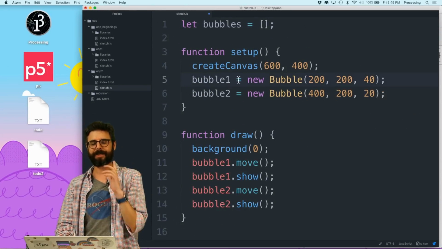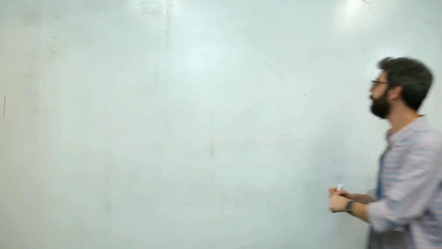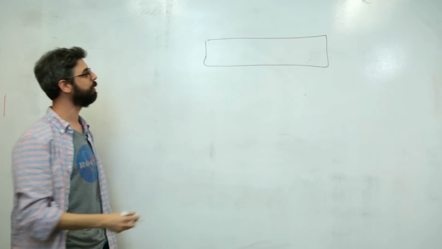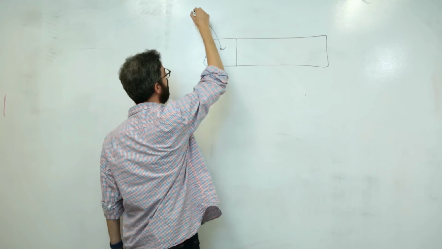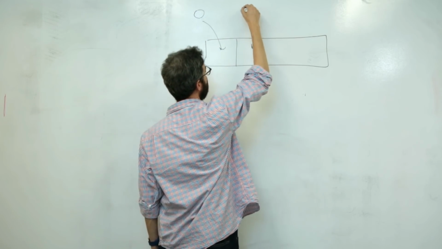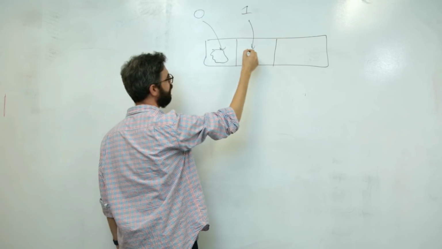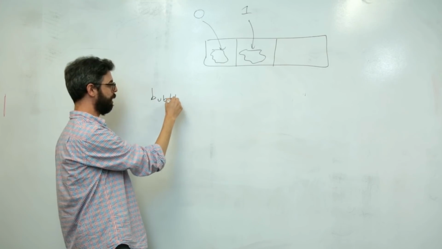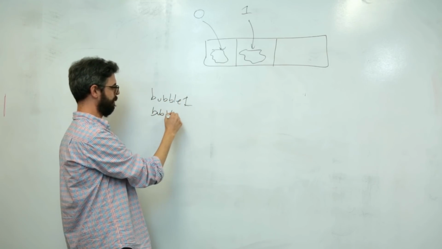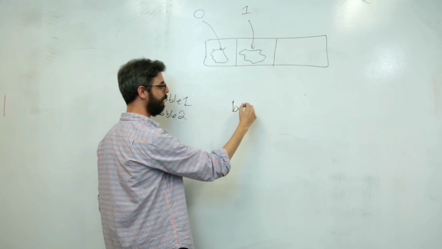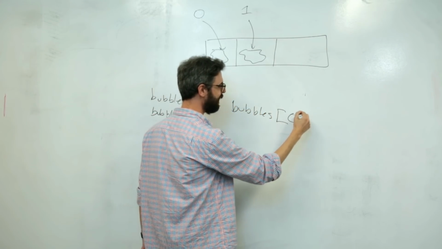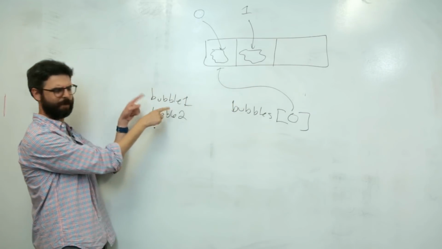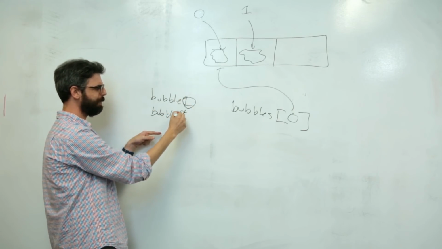Now I have this array that I could fill. Why don't I put a bubble in index 0 and a bubble in index 1? So I'm going to put my bubble here and put my bubble here. I'm going to make two bubble objects. Instead of having separate variables, bubble 1, bubble 2, I'm going to have a variable, bubbles index 0, because remember, the first spot in the array is 0, not 1. So it was kind of bad that I named them bubble 1 and bubble 2. I should have really named them bubble 0 and bubble 1.